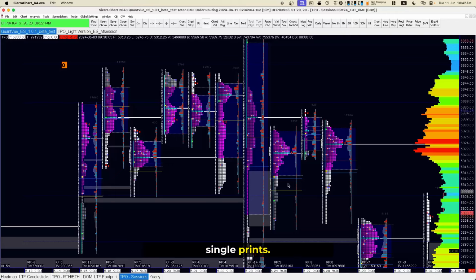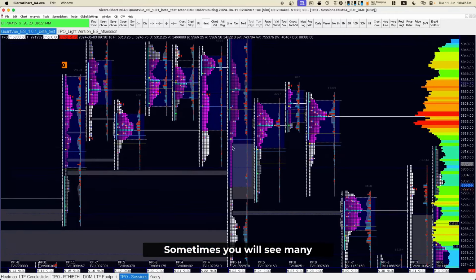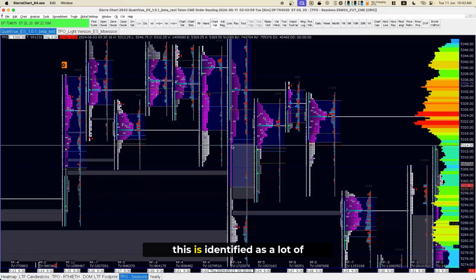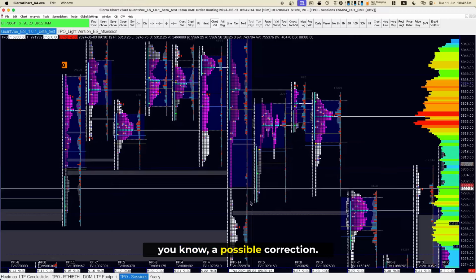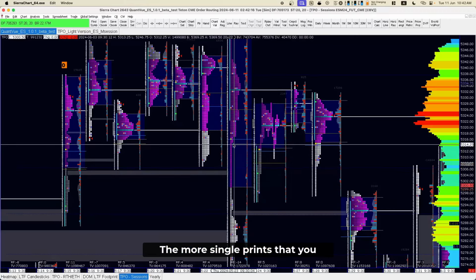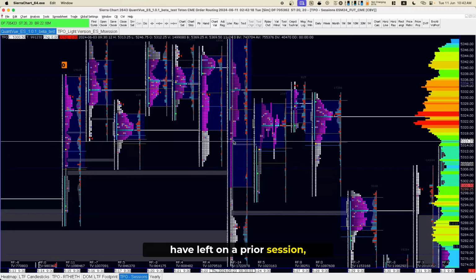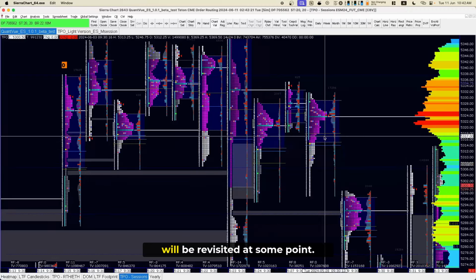Always look at the single prints. Sometimes you will see many single prints. In this case, this is identified as a lot of single prints. Look for a possible correction. The more single prints that you have left on a prior session, the higher the odds that they will be revisited at some point.